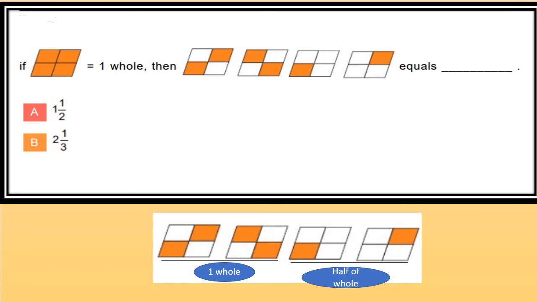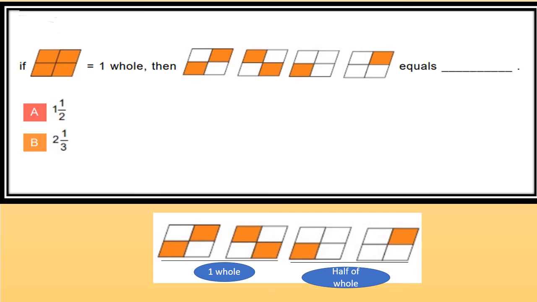If one fully shaded parallelogram equals to one whole, then four partially shaded parallelogram equals to what? Now fully shaded is one whole. Now you have to calculate the partially shaded. So see the figure below.